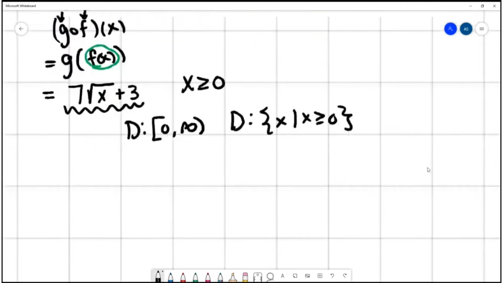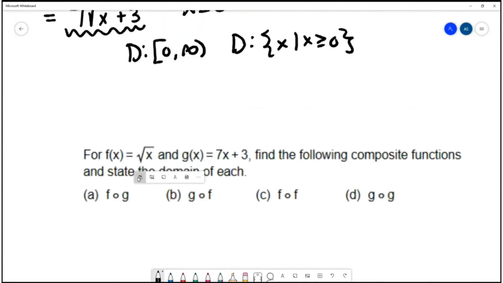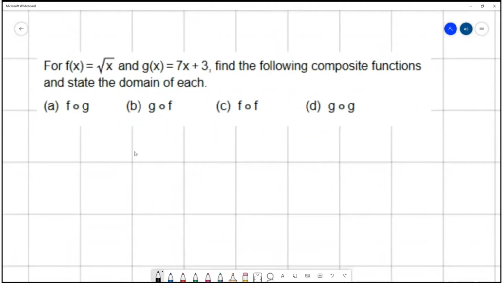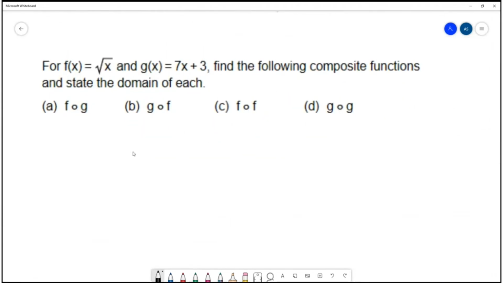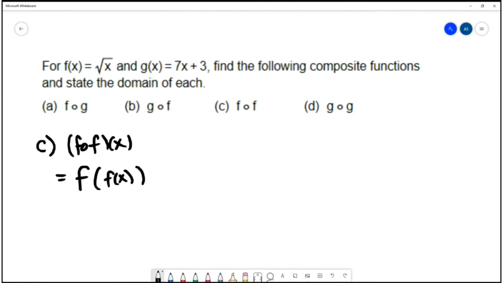Okay, we've got 2 more to go. We want to find part C, f composed with f of x. That's f of f of x. This time we're taking square root of x and substituting it into square root of x. That's square root of square root of x.